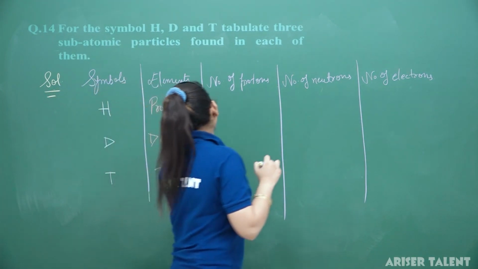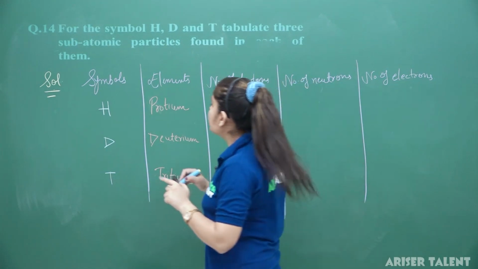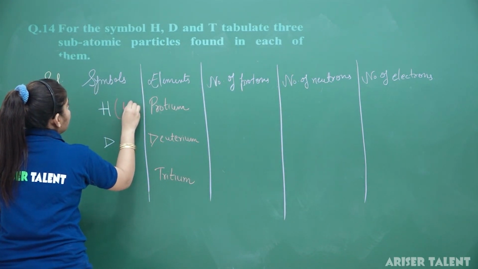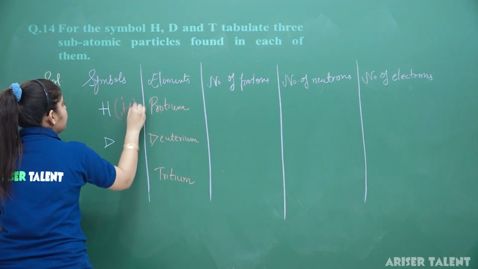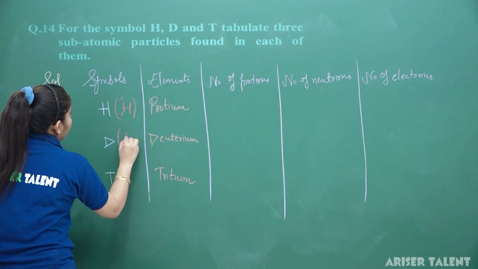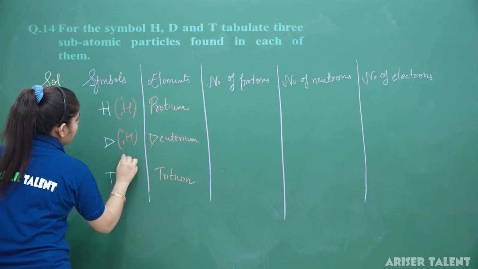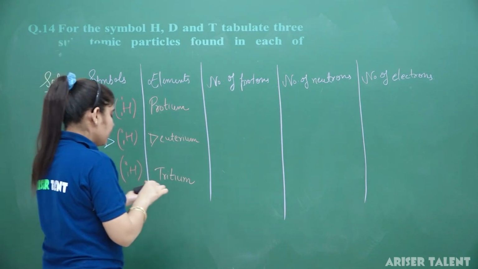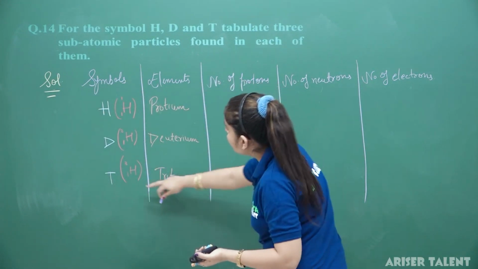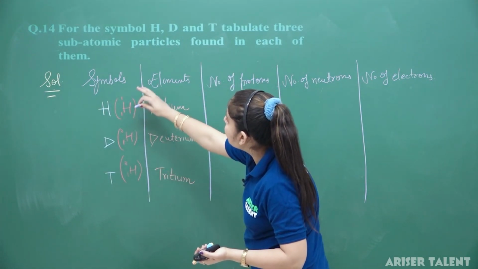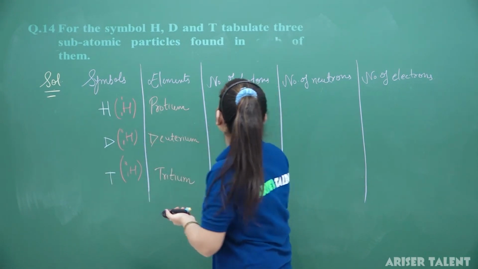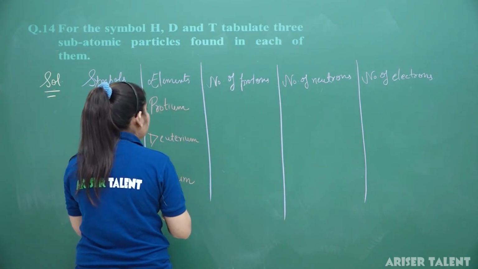Now we have to conclude the number of protons in this. For the H we can write it as 1H1, 1H2 and 1H3. So the number of protons are written in the subscript, that these are actually the isotopes of hydrogen. So we have 1, 1 and 1. So number of protons in all the three cases will be 1.